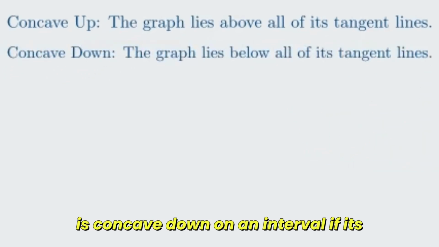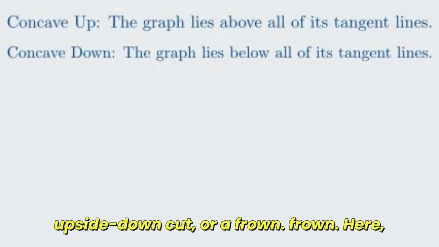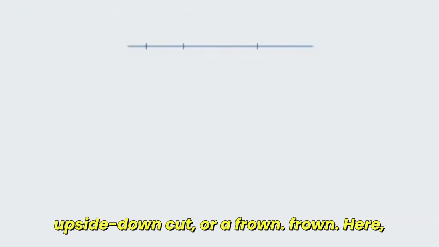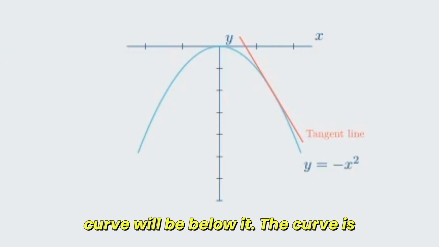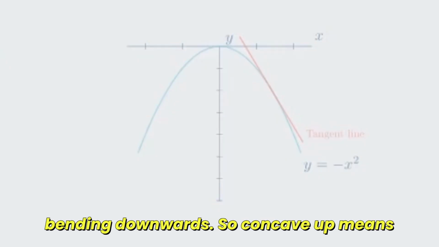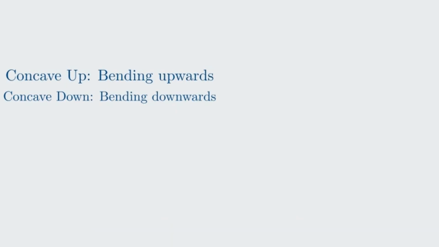Conversely, a function is concave down on an interval if its graph lies below all of its tangent lines on that interval. This is like an upside-down cup, or a frown. Here, if we draw a tangent line, the entire curve will be below it. The curve is bending downwards. So concave up means the curve is bending upwards, and concave down means it's bending downwards. This geometric interpretation is key.